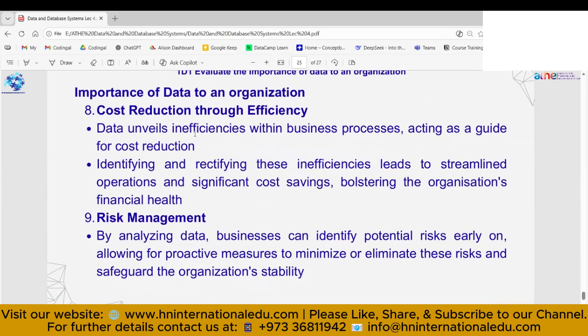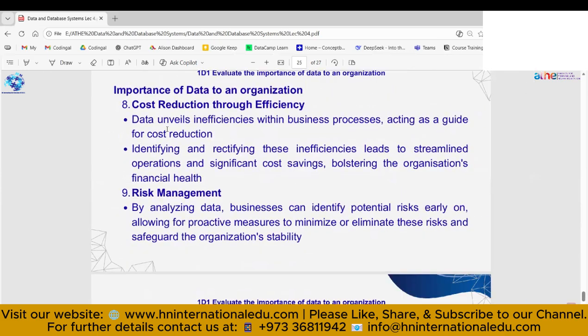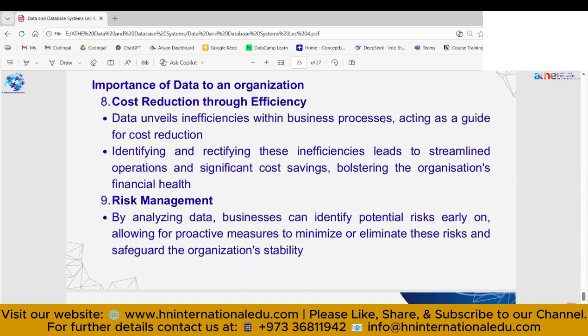Next is cost reduction through efficiency. Data unveils inefficiencies within business processes. For example, if you implemented a business process, your data can reveal that something is not right with it. So it can act as a guide for cost reduction. Identifying and rectifying these inefficiencies leads to streamlined operations and significant cost savings. So you basically know how much budget you are going to allocate, how much savings you have, whether you need more budget or not, and so on.